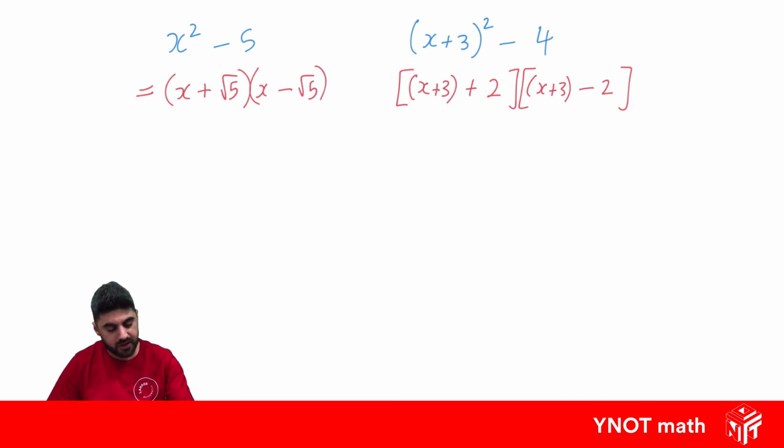But here, we can tidy this up a little bit, because in here, we've just got x plus 3 plus 2. So we can add the 3 and the 2 together to make 5. And in the other one, we've got x plus 3 minus 2. So plus 3 minus 2 is 1. And that's factorized.